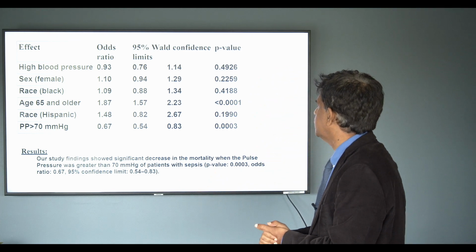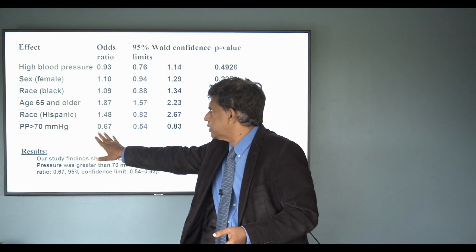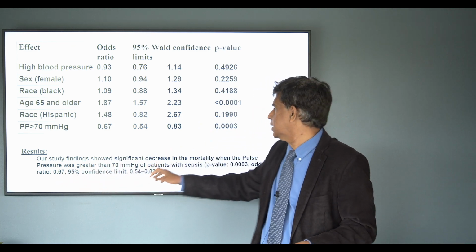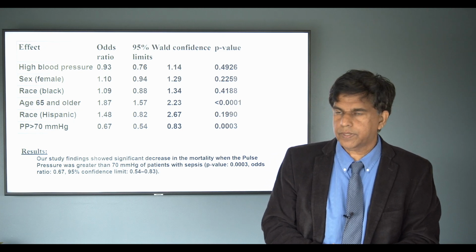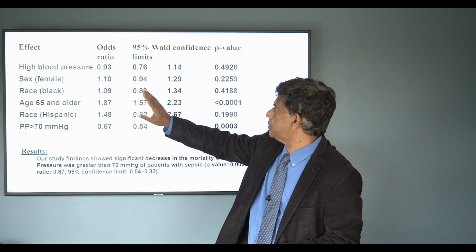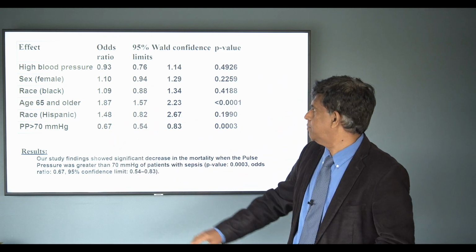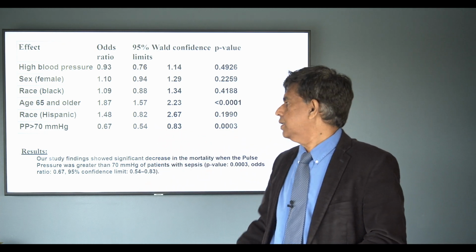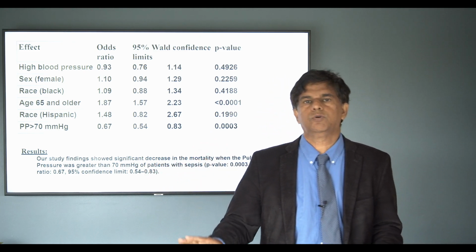So what we found out, if you look at it, we got the odds ratio right here in this model. We saw the pulse pressure greater than 70 is associated with a significant decrease in the mortality, based on the p-value less than 0.05. Okay, so in that model, we adjusted for other covariables also: high blood pressure, sex, race, age 65. We adjusted that, and we still came up with the most important part of our paper, the prediction. If the pulse pressure is greater than 70, it is associated with a significant decrease in the mortality.